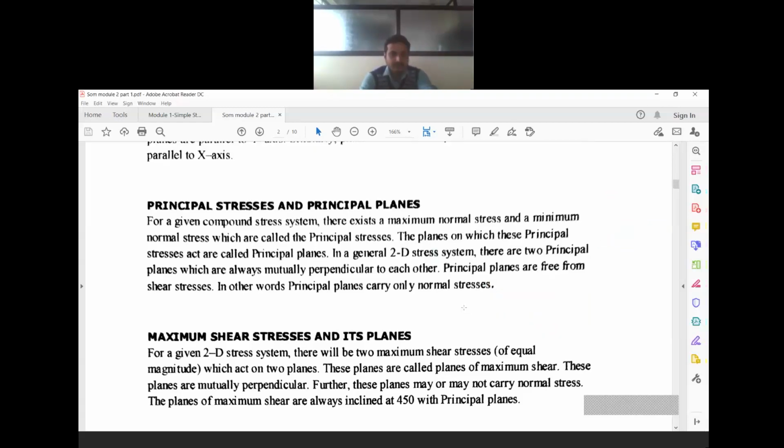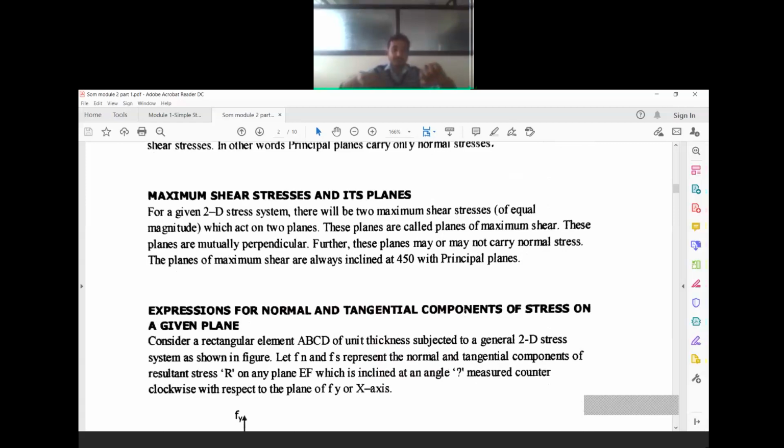Now we shall understand maximum shear stresses. So maximum normal stress and minimum normal stress act. And then one more type of stress will be acting, which we will consider for calculation, is shear stress. So we will obtain maximum shear stresses. There is no concept called minimum shear stresses. So we will consider only maximum shear stresses and its plane.